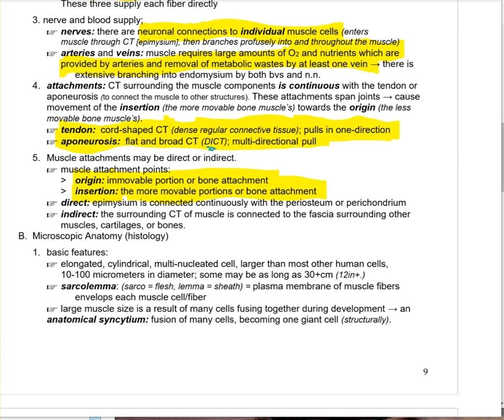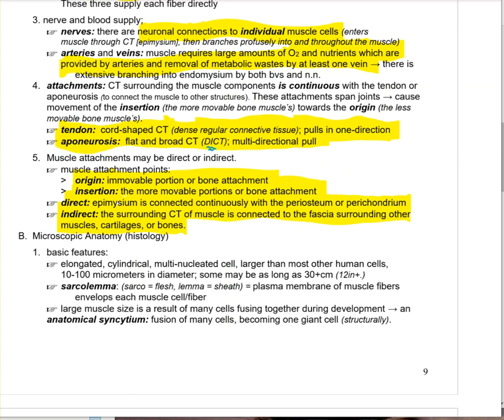We can have direct connections or indirect connections. So when the epimysium goes directly to a bone or to cartilage, periosteum or perichondrium, we call it direct. Indirectly, if the connective tissue of the muscle goes to some of the fascia that surrounds the muscle and doesn't go directly into a cartilage or bone, then we call it indirect. And these terms we use occasionally here in lecture, but you may use them a little bit more in lab. All right, I think I'm going to stop here because we're about to get into the microscopic anatomy.